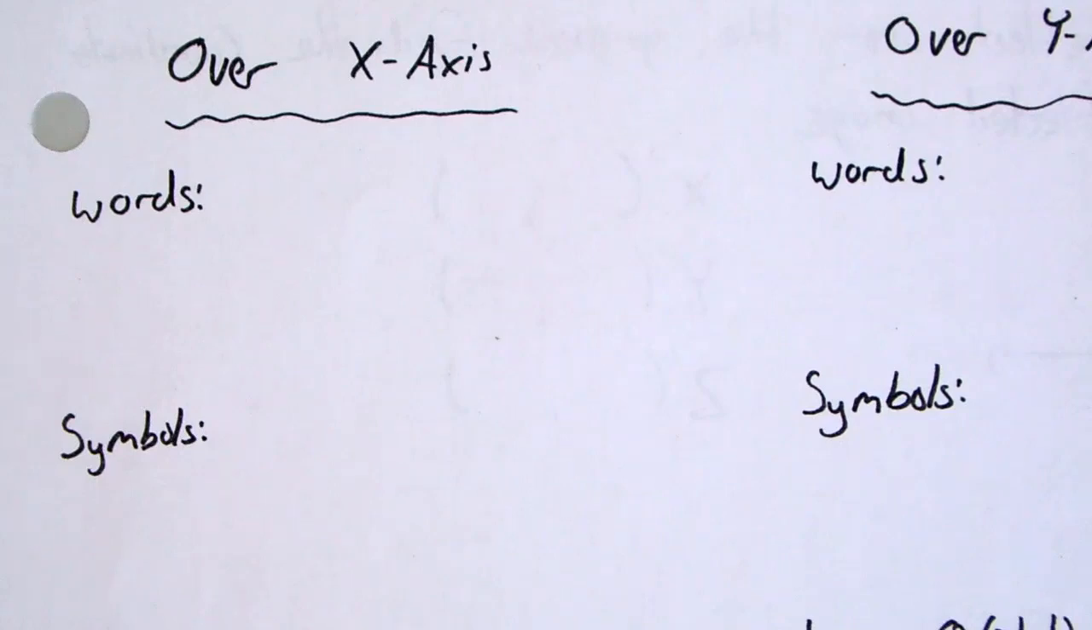All right, so today we're going to be talking about Chapter 6, Lesson 2. This is all about reflections. So when we deal with reflections, what we're actually going to be looking at is when things flip over some kind of line, like a mirror.